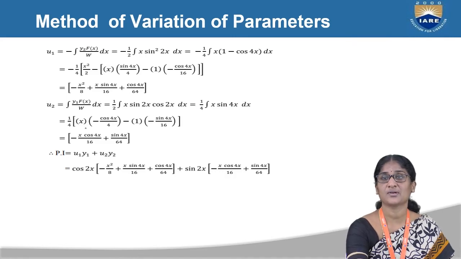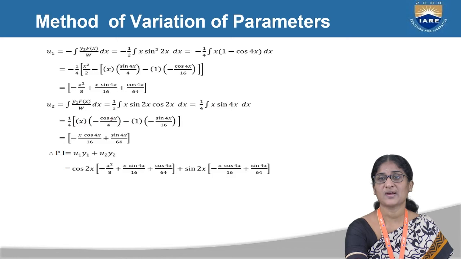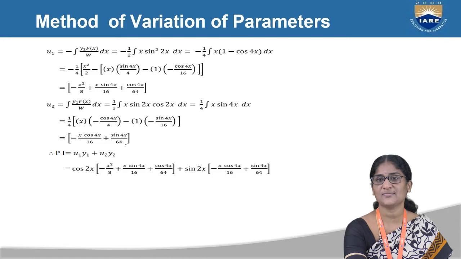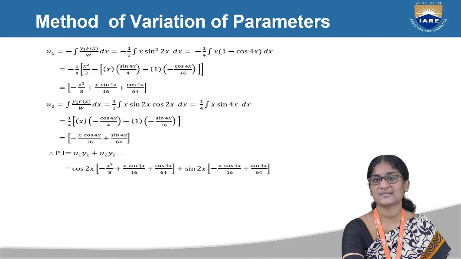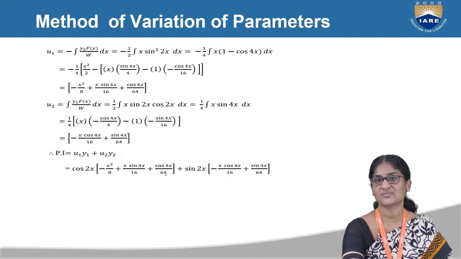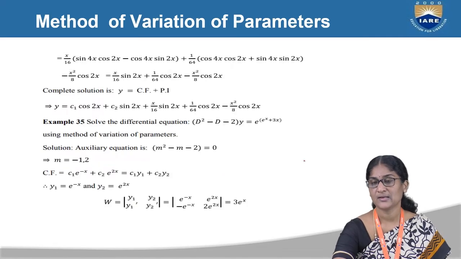So again, you find out the integral part, 1 by 4 x into minus cos 4x by 4 minus 1 into minus sin 4x by 16, which is nothing but minus x cos 4x by 16 plus sin 4x by 64. Add these two, that is the particular integral, u1 y1 plus u2 y2. So cos 2x into minus x square by 8 plus x sine 4x by 16 plus cos 4x by 64 plus sine 2x into minus x cos 4x by 16 plus sine 4x by 64 is the particular integral.